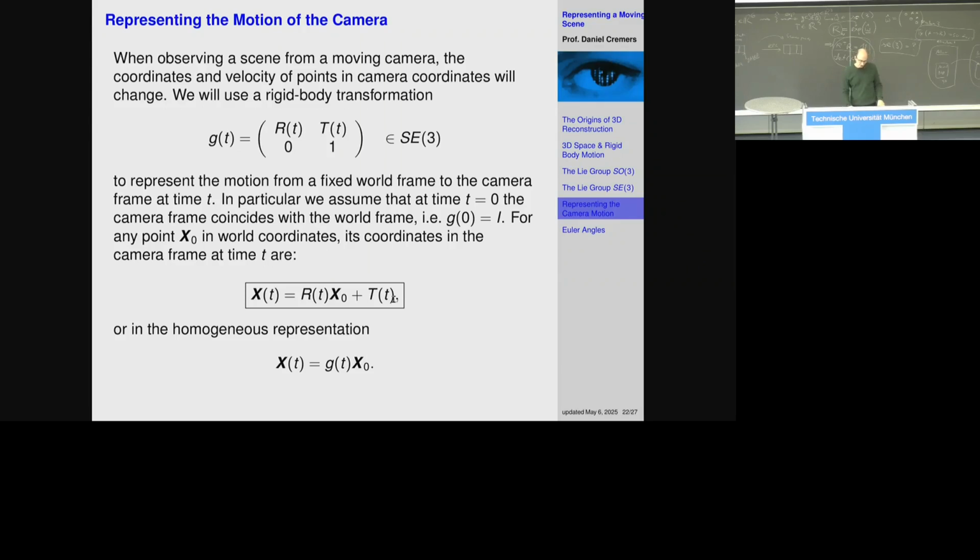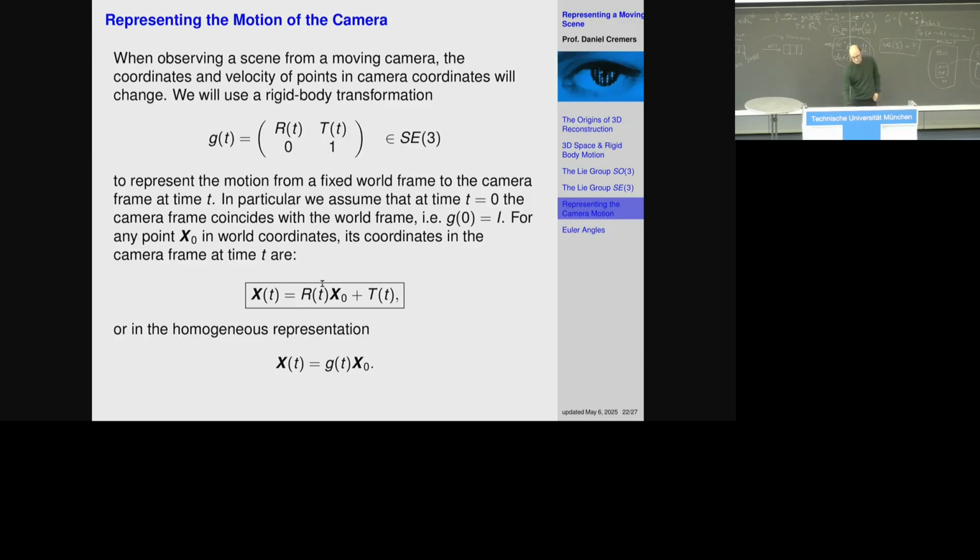There is sometimes confusion as to whether xt is r x0 plus t, or whether it's vice versa. That depends on how you define things, right? You can also say x0 is r times x plus t, and then you have the inverse transformation in a way. So you have to be a little bit careful what convention you stick to, but here the idea is that you have a relative rigid body motion between the static world coordinate system and your camera system. And that is governed by some rotation and translation, and so you can, for example, phrase it in this way.